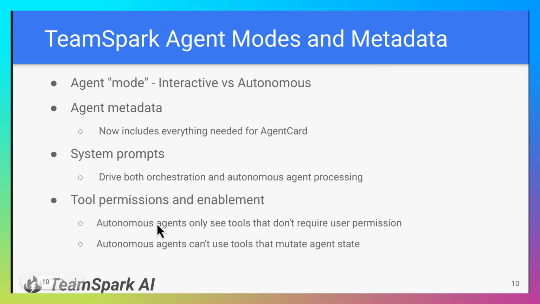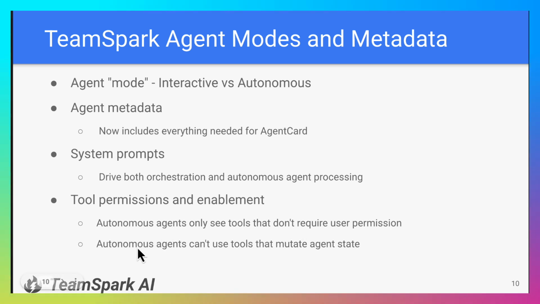So we assume that the agent's going to be configured in a way that's proper, and however you have tool permissions set up, those autonomous agents are only going to see the tools that don't require permission. So for those agents, you have to be a little more careful about what you enable, but you generally want to turn off permission request requirement on any tools that you want the autonomous agents to be able to use.